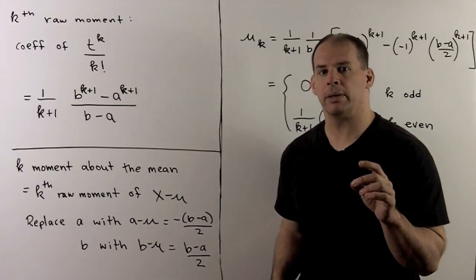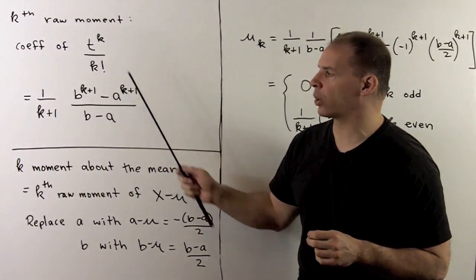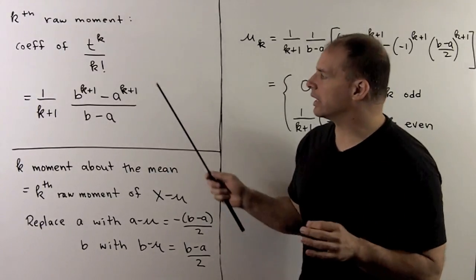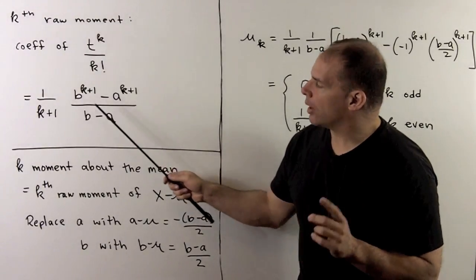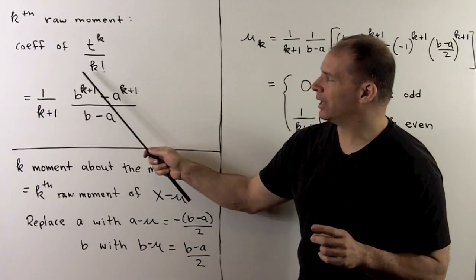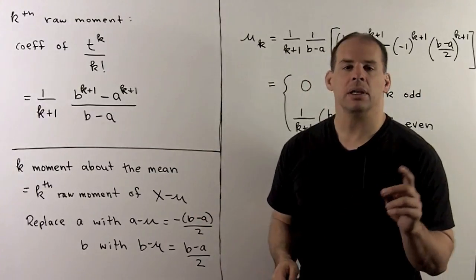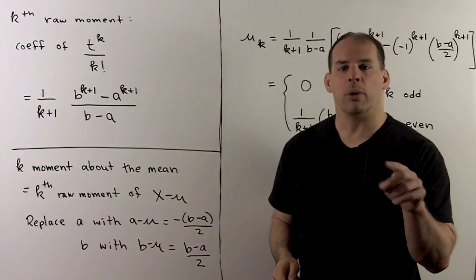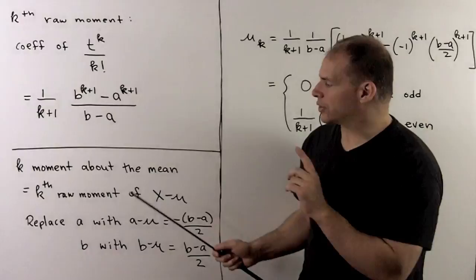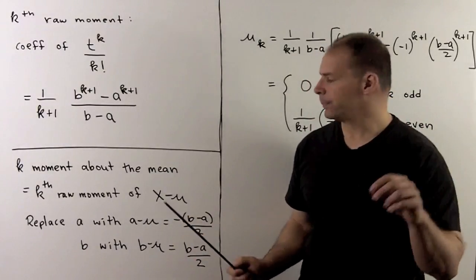For the kth raw moment, we extract the coefficient of t to the k over k factorial. So this will leave this quotient. We'll have 1 over k plus 1 in the front, okay, to match up to k plus 1 factorial. Now, to get the kth moment about the mean, that's going to be the same as the kth raw moment of x minus the mean.